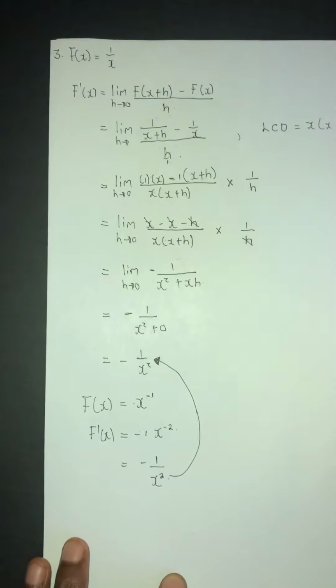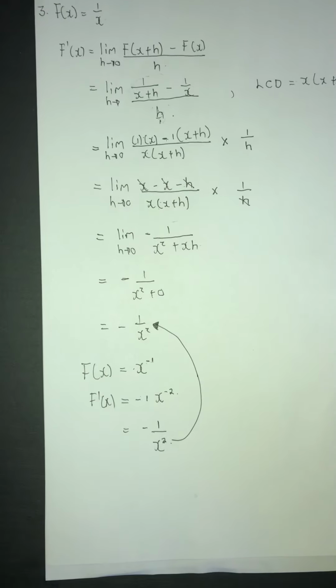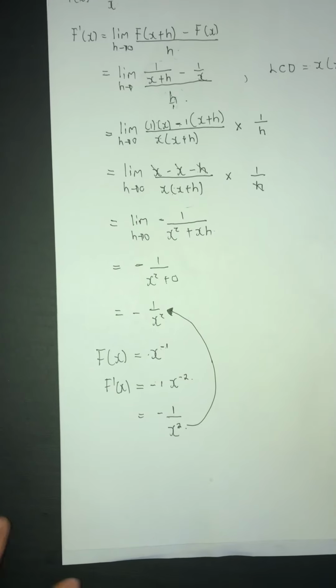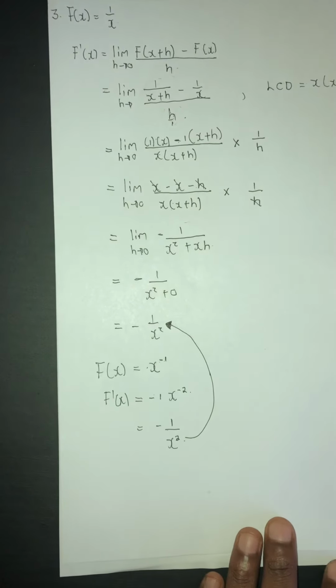So this is how you can always check whether your first principle is correct. Just differentiate it using the rule, which is not going to take you long, and then it should be the same as using the first principle.